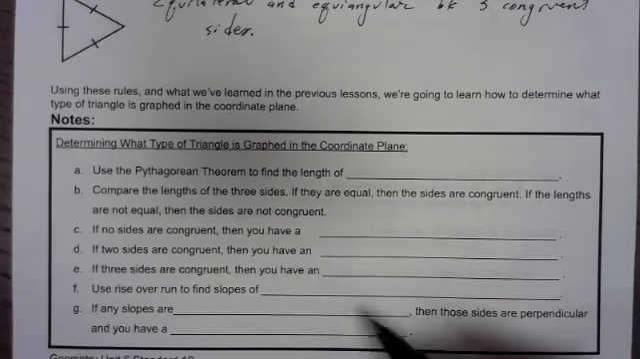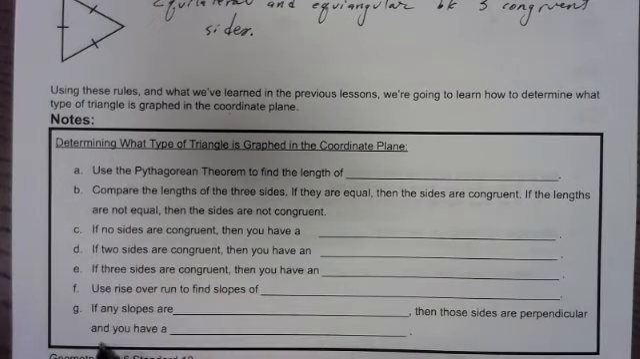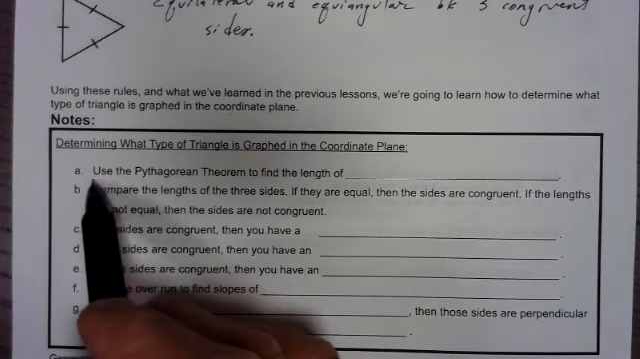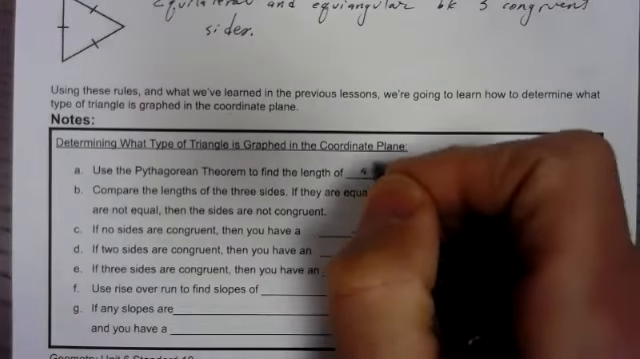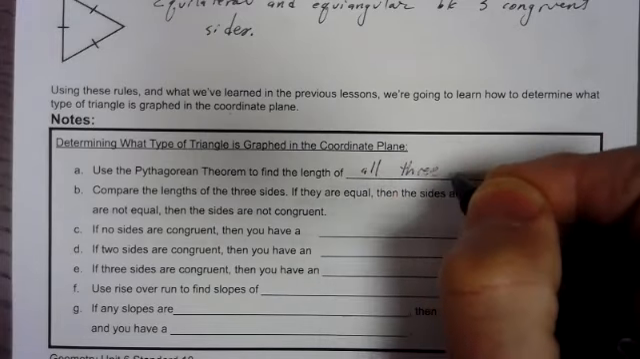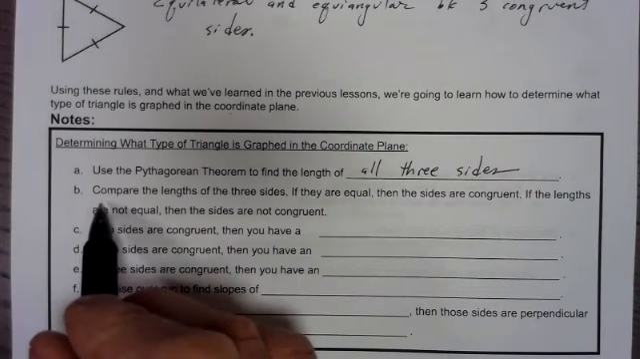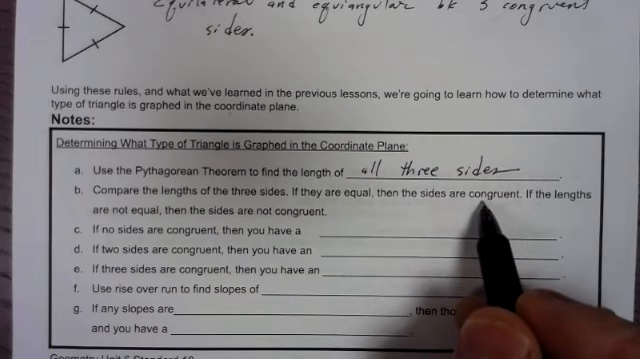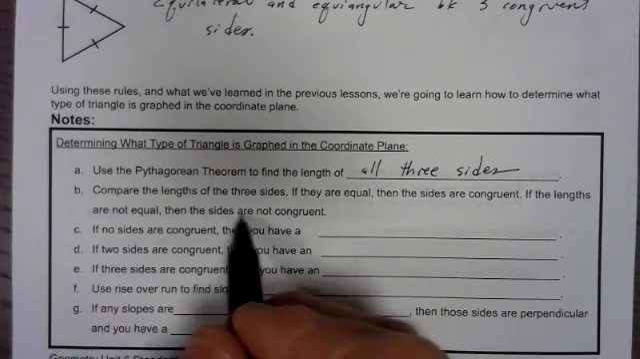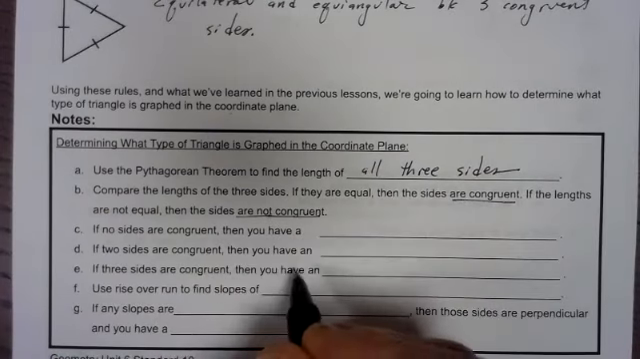Now, determining what type of triangle is graphed in the coordinate plane. Well, first, this is a step-by-step process in order to figure out what type of triangle we have. So what's our initial step? We're going to use the Pythagorean theorem to find the length of all 3 sides. And then we're going to compare the lengths of the 3 sides. If they're equal, then the sides are congruent. If the lengths are not equal, then the sides are not congruent. That's going to be important comparisons.